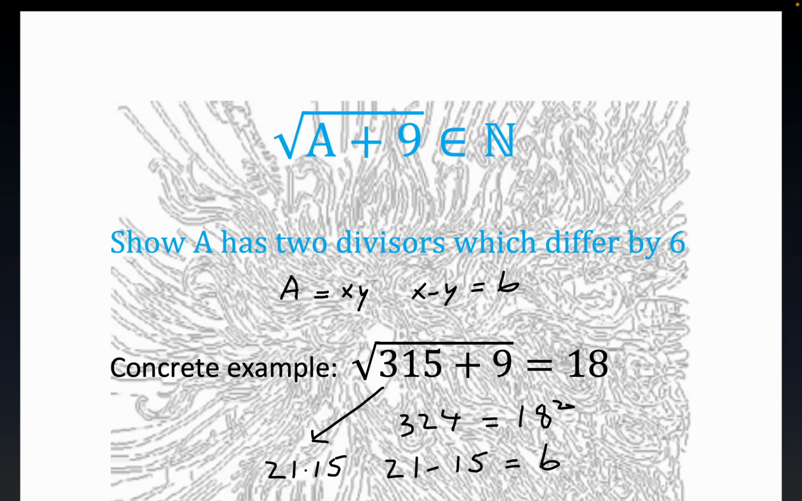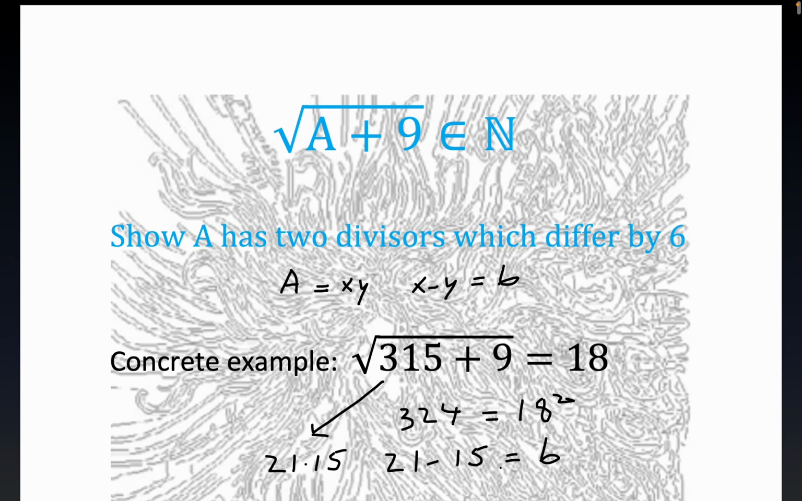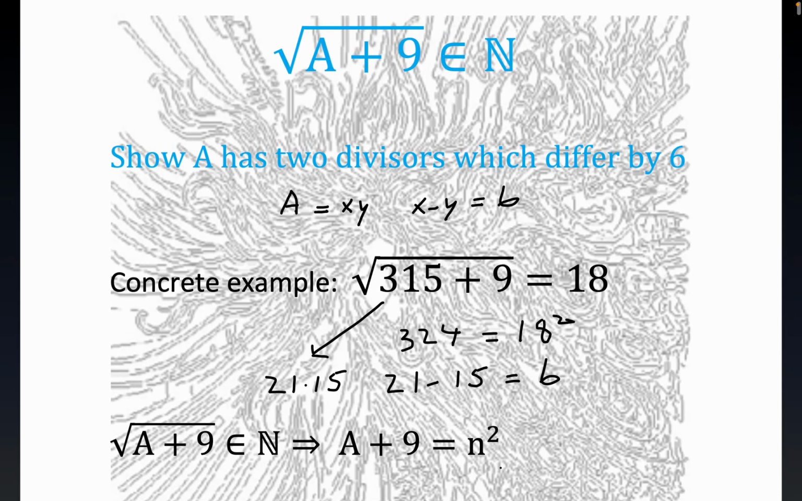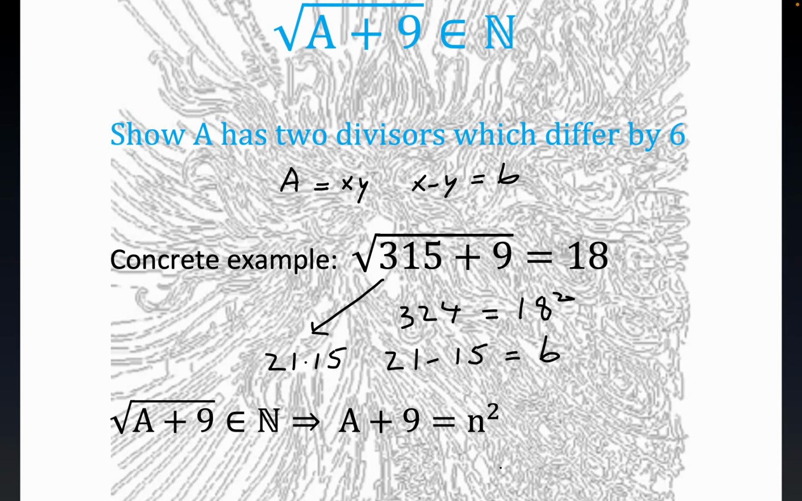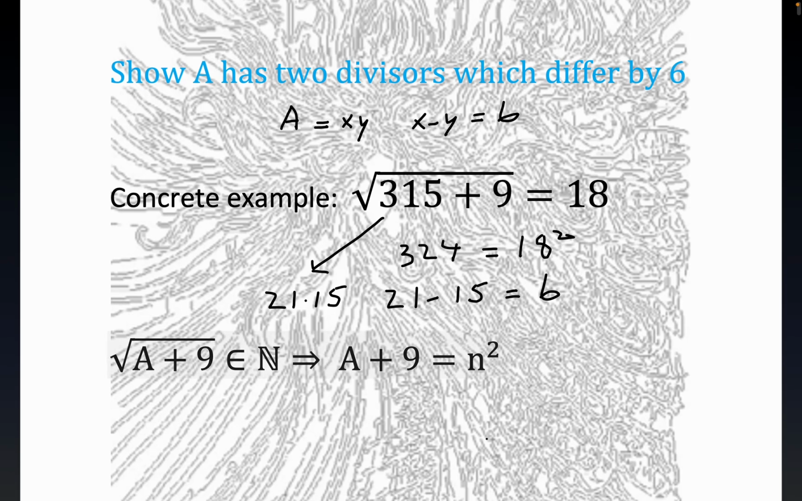Okay? Now let's just prove it in general. It's not particularly difficult. The square root of a plus 9, a member of N, means that the square root of a plus 9 is equal to some natural number. Okay? We'll just call it n. And you can almost see it immediately here. This means that a is equal to n squared minus 9.